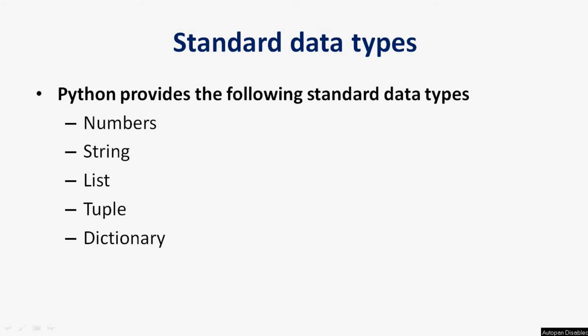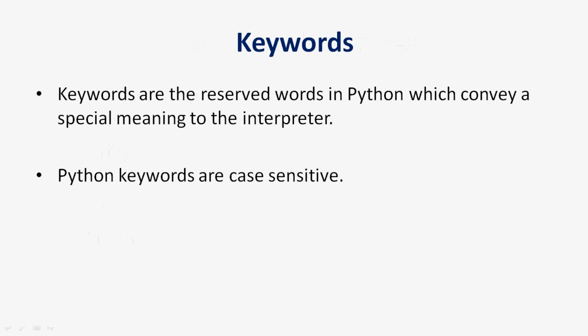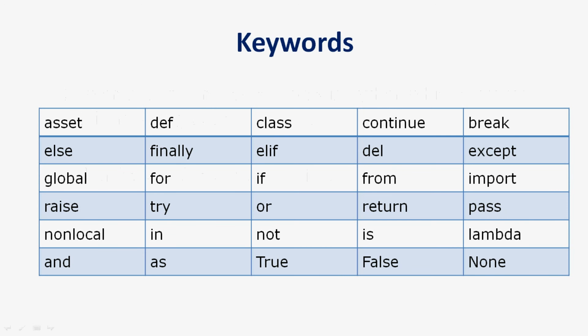Right, so as I told in the beginning, we will see all these standard data types in depth in forthcoming videos. Now we will go to keywords. Keywords are the reserved words in Python which convey a special meaning to the interpreter. Python keywords are case sensitive. Here we can see the keywords used in Python. Yes, we will work with all these keywords in the forthcoming videos.